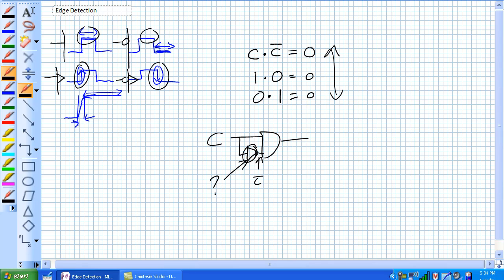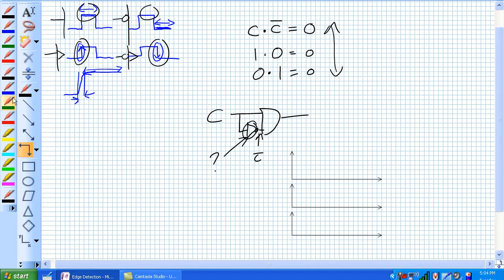According to a timing diagram, let's say C is going along this way, and that's C, and then this guy's not C. Remember, it's going to be opposite, an inverter. But now let's say there's a slight delay by that much for it to transition. So C and not C, what are you going to get here?